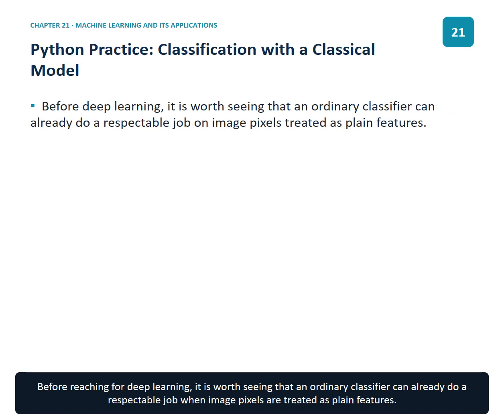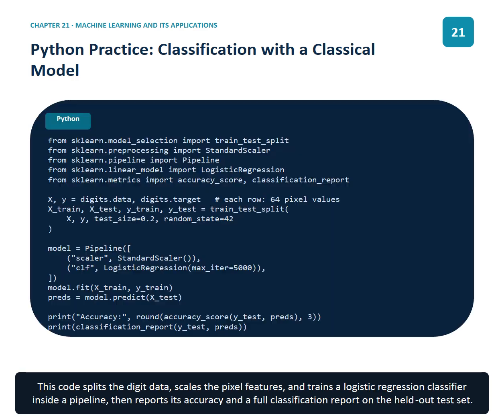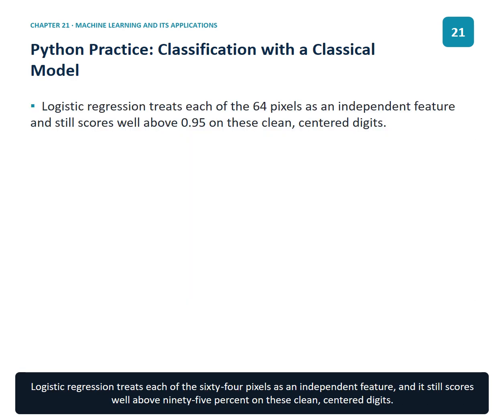Before reaching for deep learning, it is worth seeing that an ordinary classifier can already do a respectable job when image pixels are treated as plain features. This code splits the digit data, scales the pixel features, and trains a logistic regression classifier inside a pipeline, then reports its accuracy and a full classification report on the held-out test set. Logistic regression treats each of the 64 pixels as an independent feature, and it still scores well above 95% on these clean, centered digits.